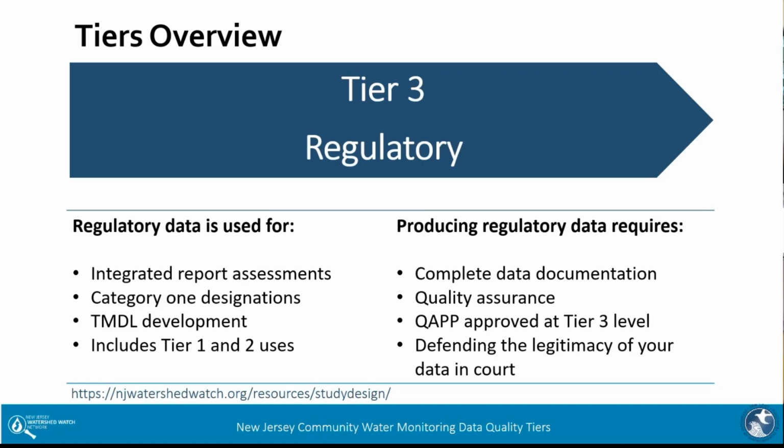And the data quality requirements include data documentation and quality assurance measures, and approval of your quality assurance project plan at the tier 3 level. So again, this training is to train you at the tier 3 level to do your project at the tier 3 level. And so we want to be sure that you understand that it is very important that you're following the training and that we are training you thoroughly so that we can be very confident in your data in any way that we might use it.